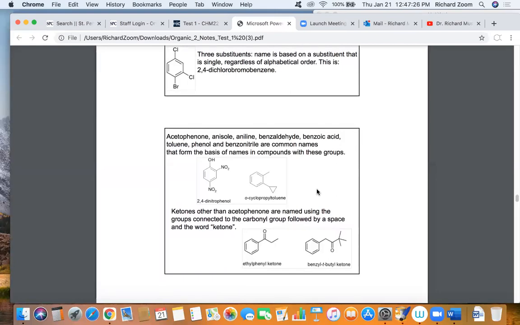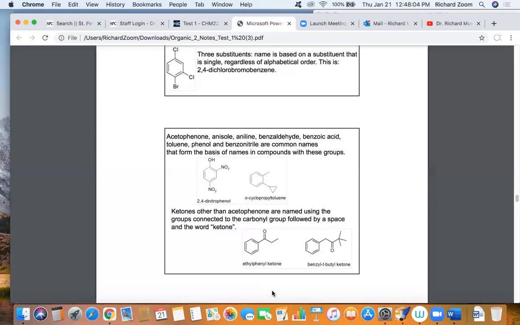All right, somebody else had a question? I was trying to see how to name it. Can you explain how you named it? Well, the carbonyl group is the C=O in the middle. Correct, that's the ketone. The ethyl group is on the one I'm circling now, and that's the phenyl group. So it's ethyl phenyl ketone. So it's whatever's on each side of a C=O.